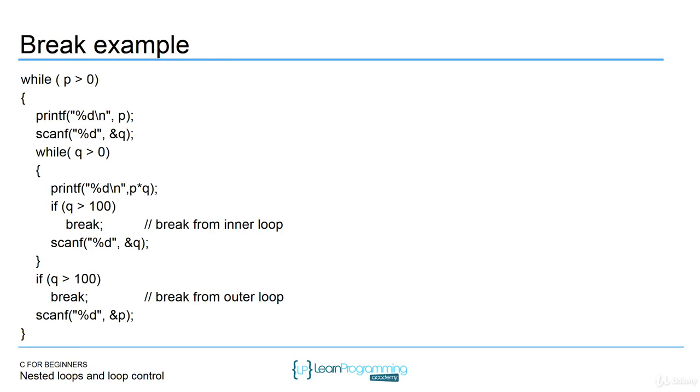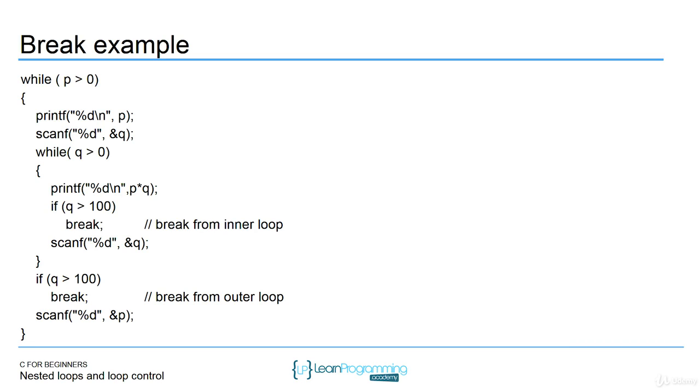Here's an example. We have a while loop. We're printing out some integers. We're reading in some integers. We have a nested while loop. Inside the nested while loop, we check what was entered, and if it's greater than 100, we want to jump out of that inner loop. So we do. Then, in the outer loop, we have to do another check. If it's greater than 100, we break out of that outer loop. If you didn't have the second break, you would never jump out of the outer loop.